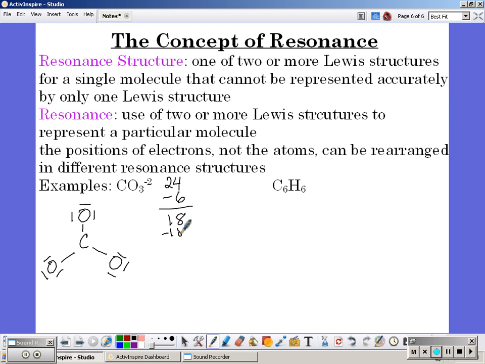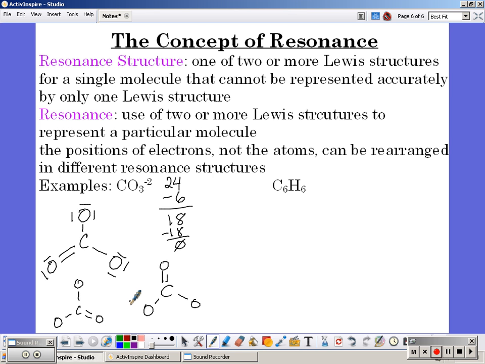So one of my oxygens has to be double bonded. It doesn't matter which one it is. That's what resonance is. So it could be this oxygen that's double bonded, it could be the oxygen on the top, or it could be the oxygen on the right that's double bonded. All of these would be correct Lewis structures.